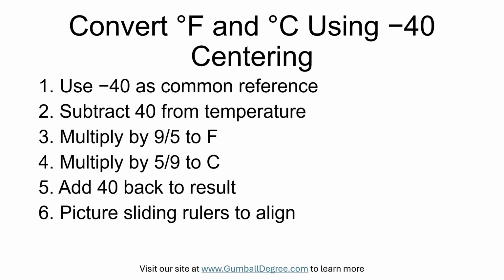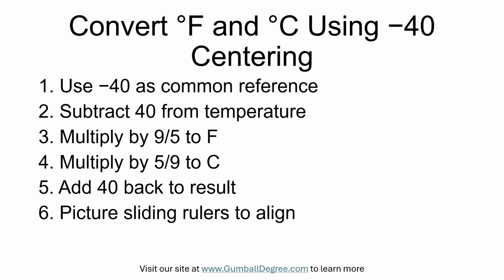Subtract 40 from the Fahrenheit number and subtract 40 from the Celsius number to line them up, then multiply by 9/5 to go from Celsius-style units to Fahrenheit-style units, or multiply by 5/9 to go the other way, and finally add 40 back to return to the normal scale. This keeps one compact relation that handles both conversions without memorizing two separate formulas and makes the math more consistent.